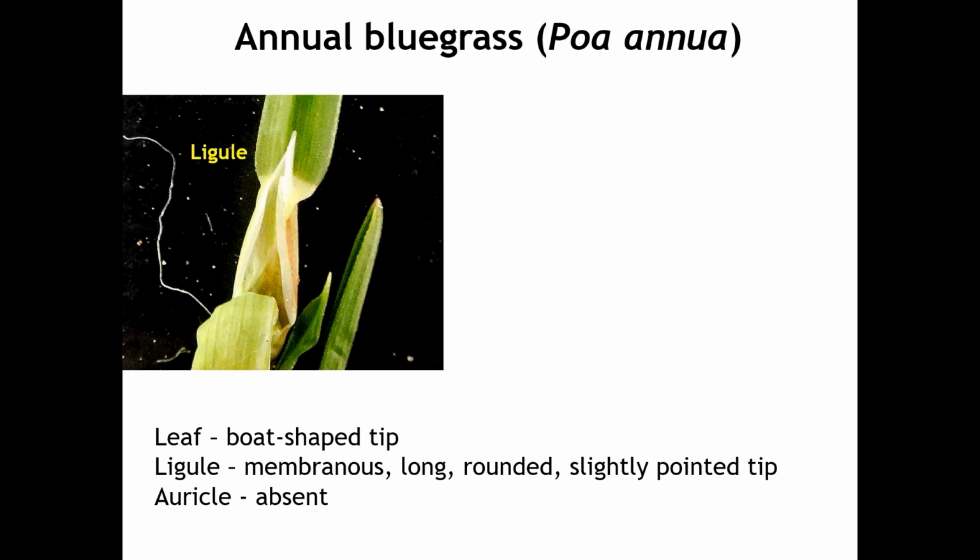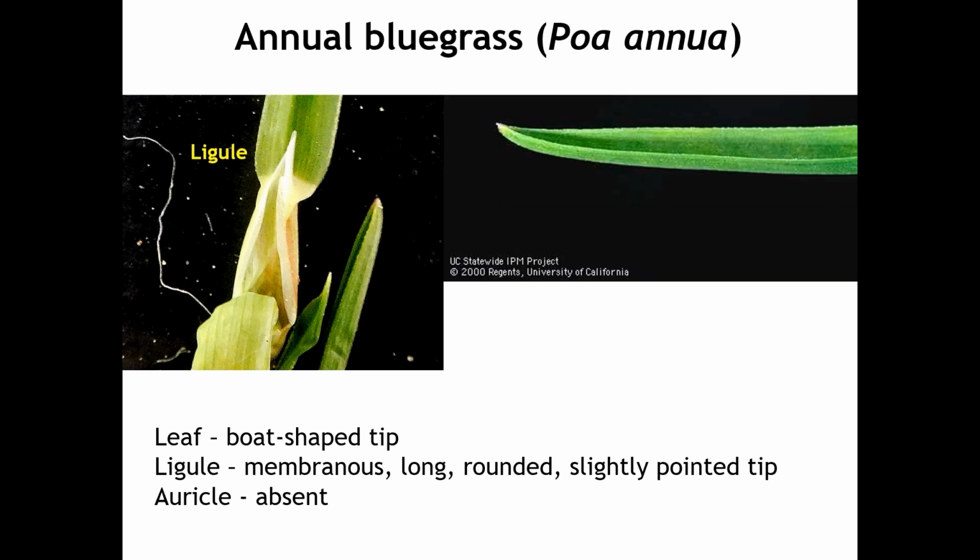Then a very common grass that's present as a winter grass in our vegetable cropping systems is your annual bluegrass. It is very easy to tell annual bluegrass apart from many other grasses because of its ligule. It has a long pointed type of ligule, as you can see in this picture, no auricle, but another good identifying feature is the boat shaped tip of the leaf. So these are some features that are helpful in distinguishing annual bluegrass from other grasses.